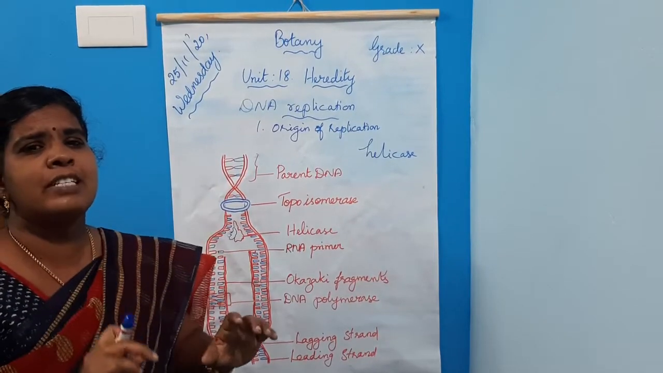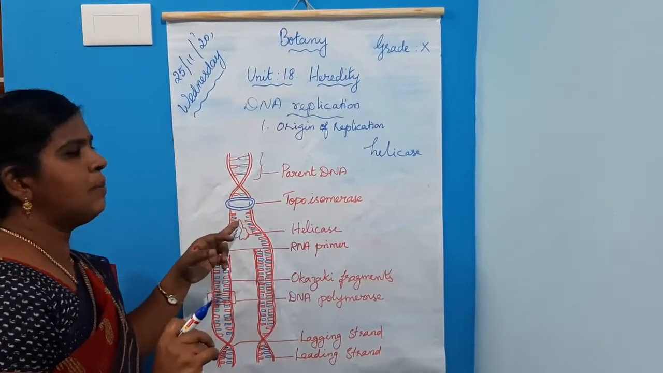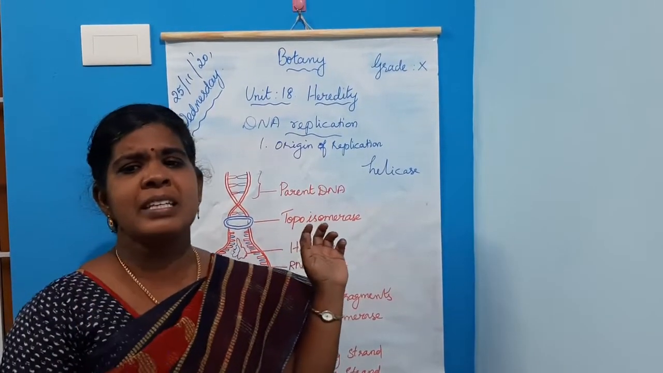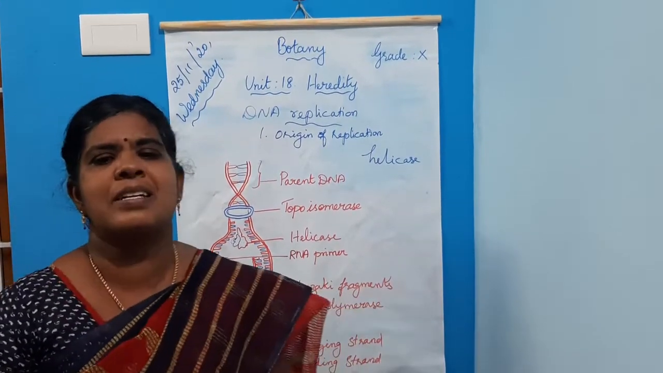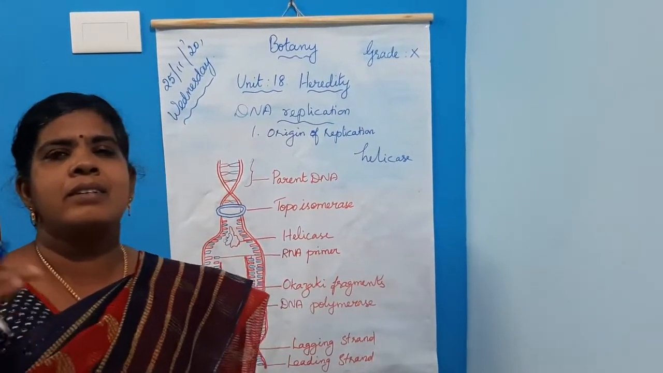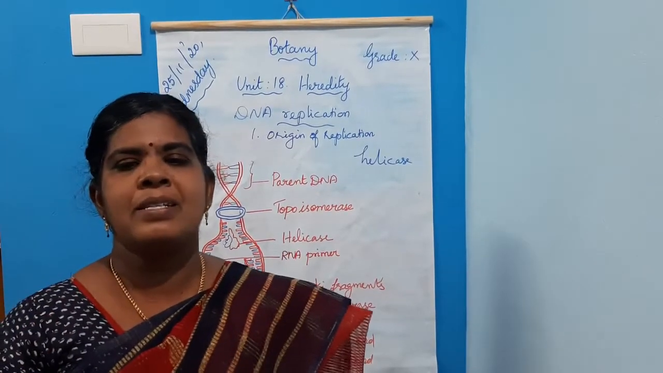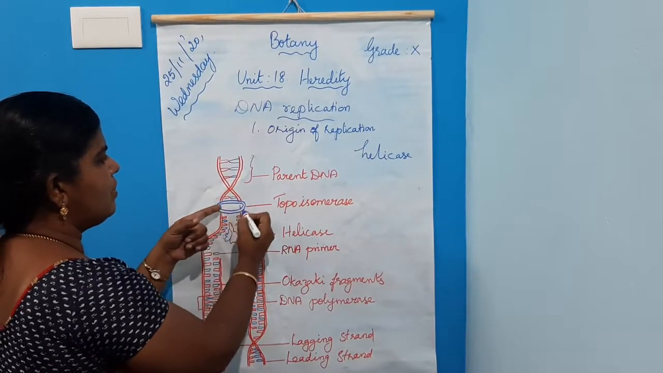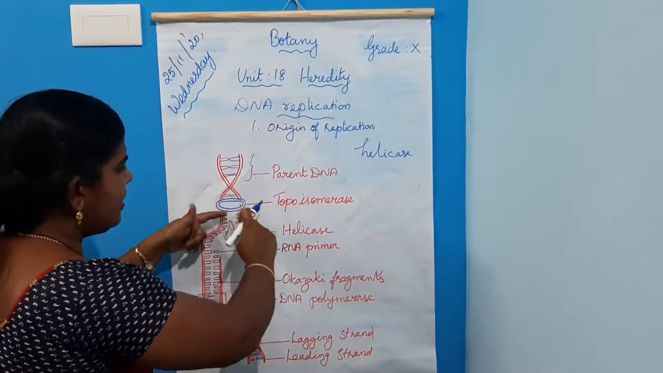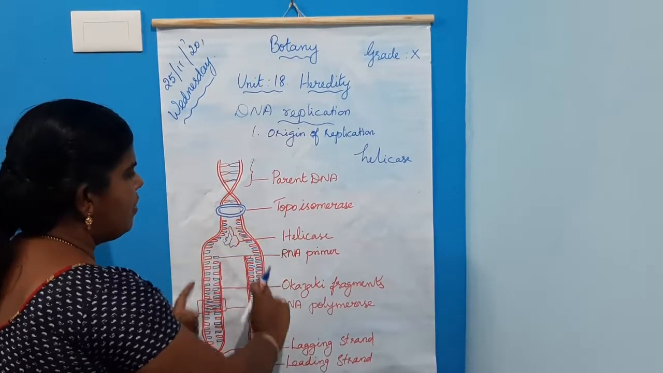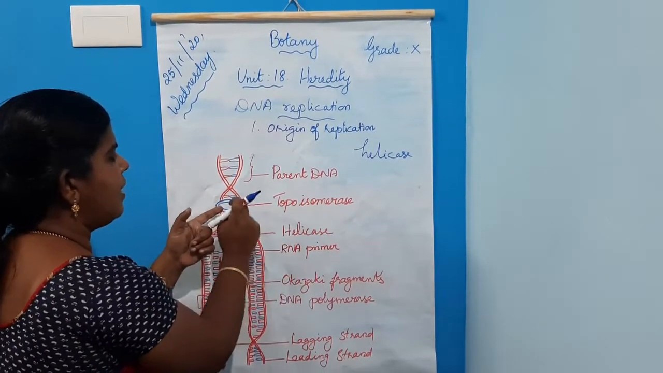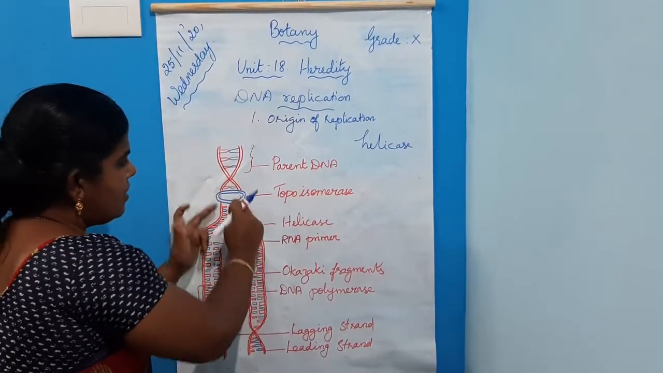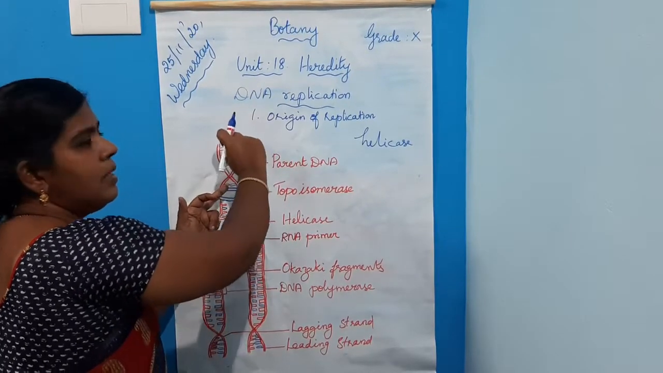So where will it take place? This enzyme binds the replication site or origin of replication. There it separates the two strands of DNA. Next, the enzyme topoisomerase separates the double helix above the replication fork. This is the topoisomerase enzyme. Here there is the fork, isn't it? This topoisomerase enzyme separates the two strands above the replication fork.